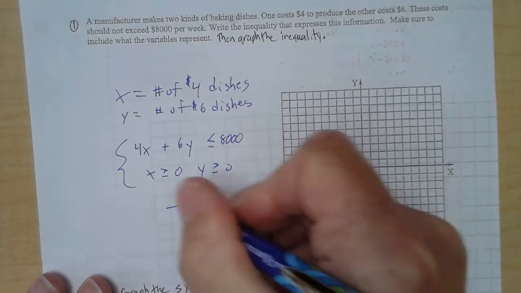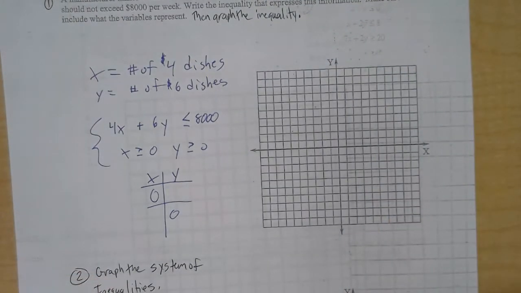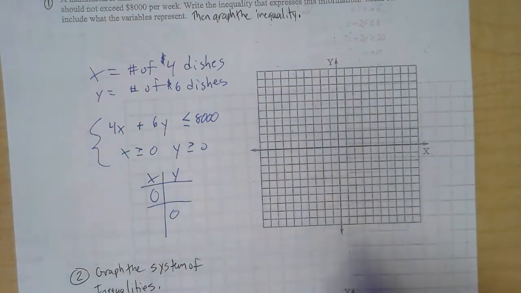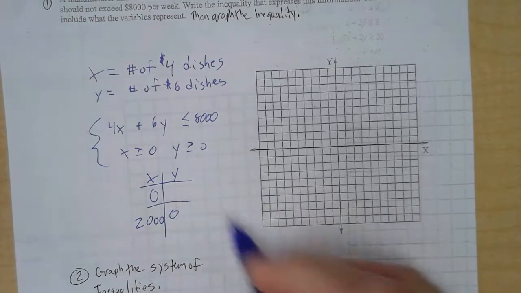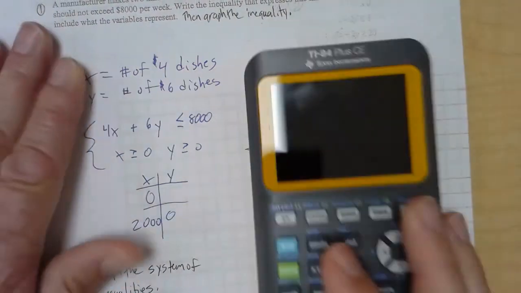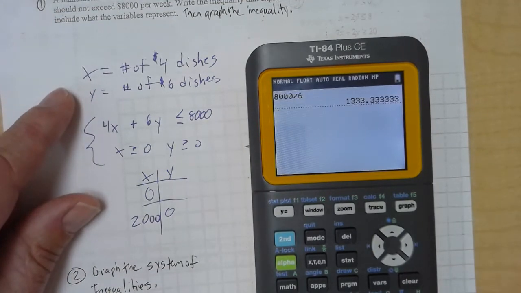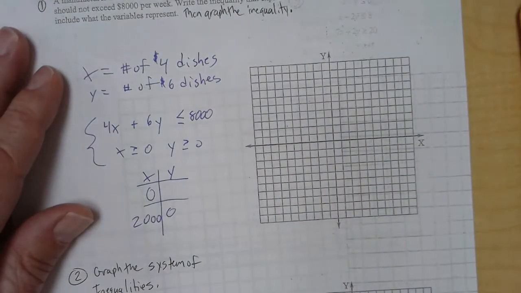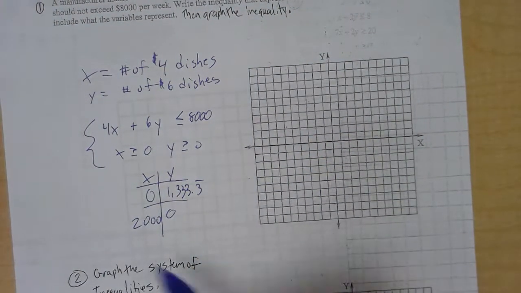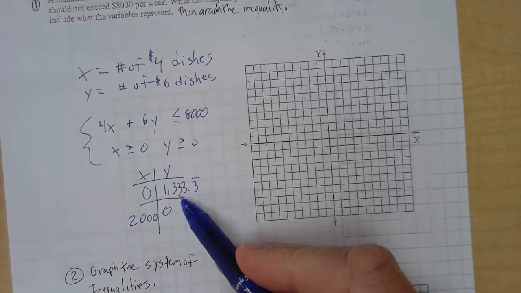I'm going to do the diagonal zero trick because that lets me know the extremes of the situation. If y is 0, that disappears, so 4 times something is 8,000. Well, 4 times 2,000. And then x is 0, so 6 times something is 8,000. I get out the calculator: 8,000 divided by 6 is 1,333.3 repeating. So I can do 2,000 of the $4 dishes, or 1,333 of the other dishes.